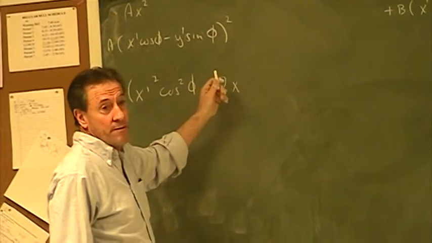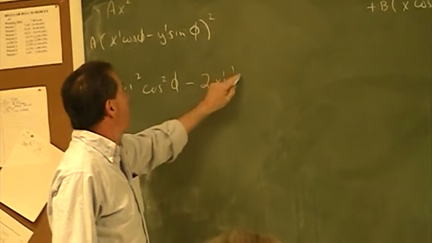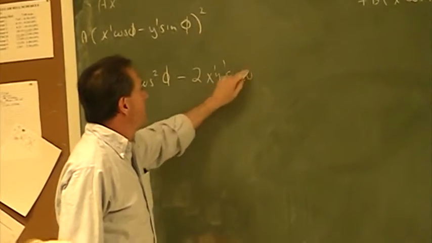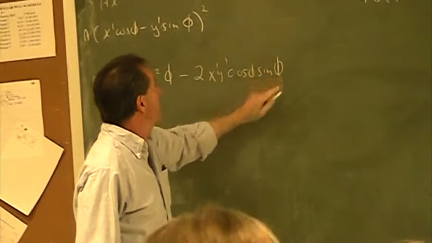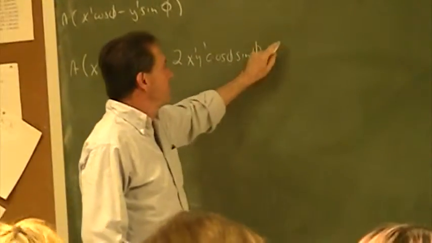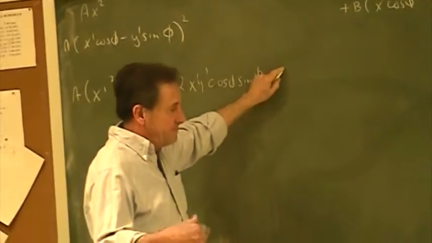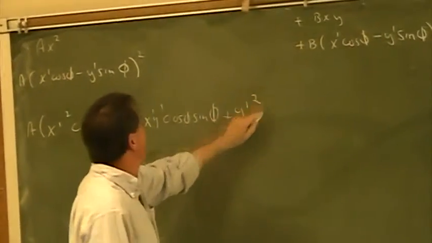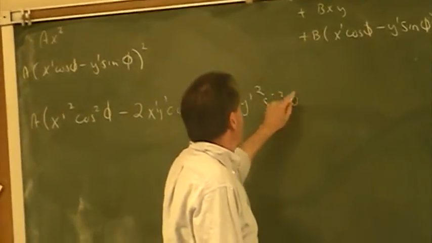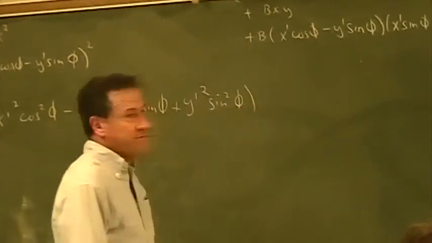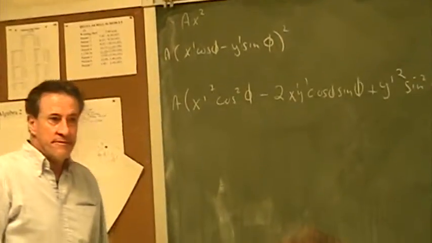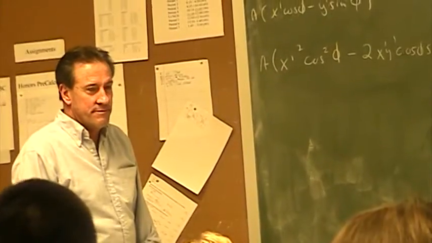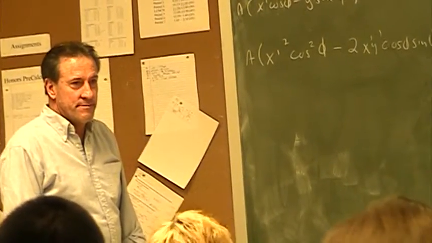I'm going to put the X and Y together. X prime, Y prime, cosine, sine. We good? Square the last. Y prime squared, sine squared phi. All times A. Good?